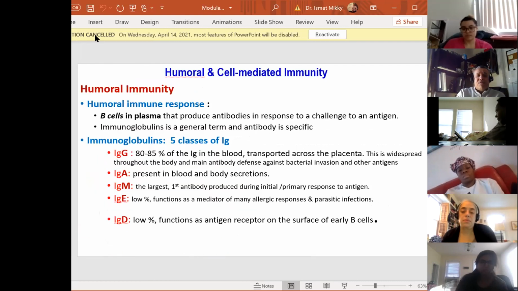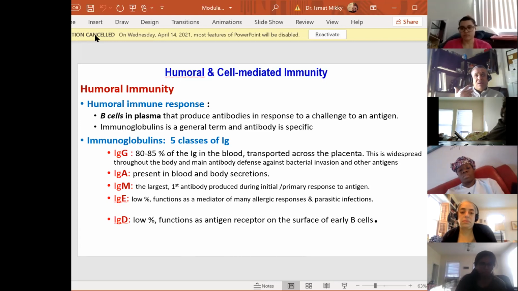So two different types of immune reaction or immunity. We have the cellular immunity and the humoral immunity. The humoral, which involves the B lymphocytes, the B cells or plasma cells, to produce the antibodies or the immunoglobulins. And we have most of the important immunoglobulins here, from the highest to the lowest, GAMED. And we have a description for each type.